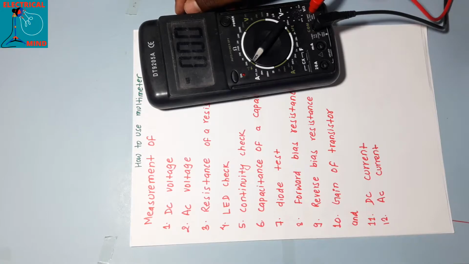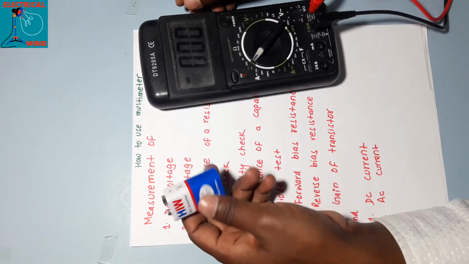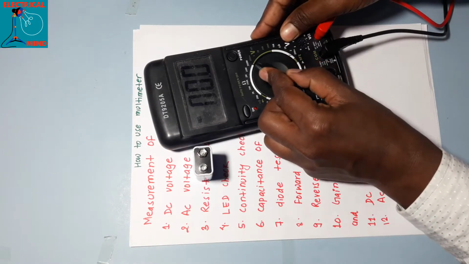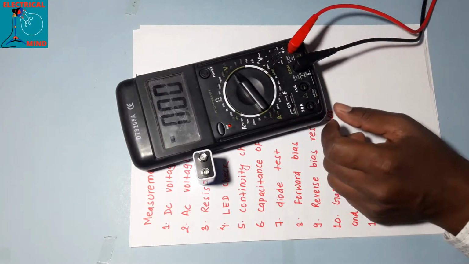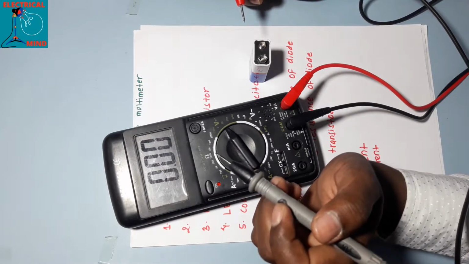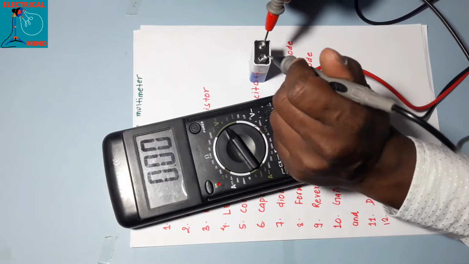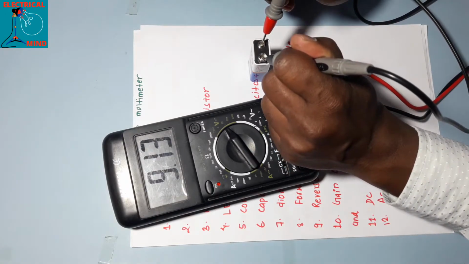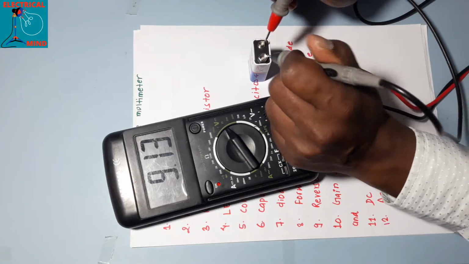Let's start with point number 1, DC voltage. To measure DC voltage, I have a 9 volt battery. Set the pointer to DC voltage. I am setting it to 20 volt and connect the red probe to voltage point. Now to measure DC voltage, connect the positive probe of a multimeter to positive of a battery and negative probe of a multimeter to negative of a battery. The battery is of 9.13 volt. This is how you can measure the voltage of a battery.